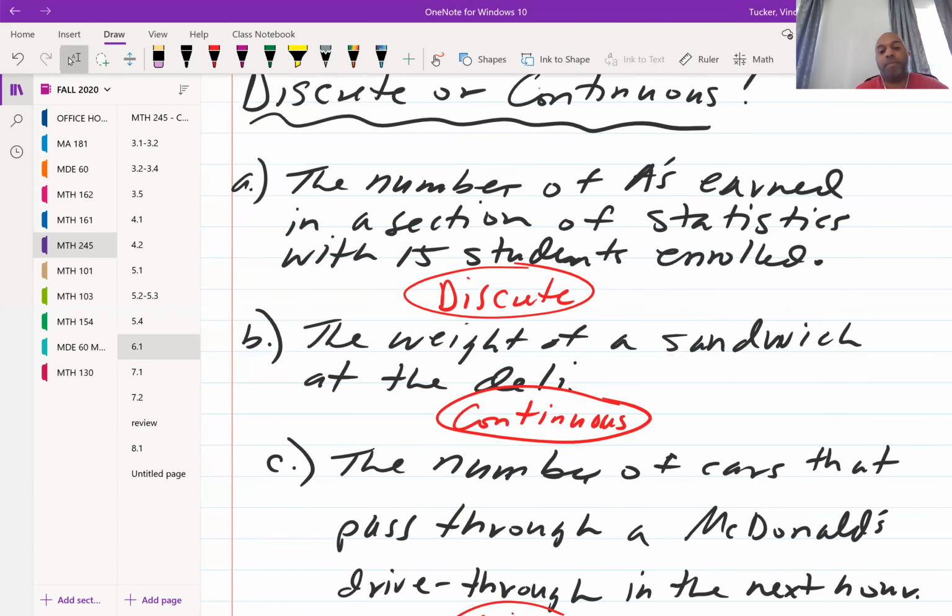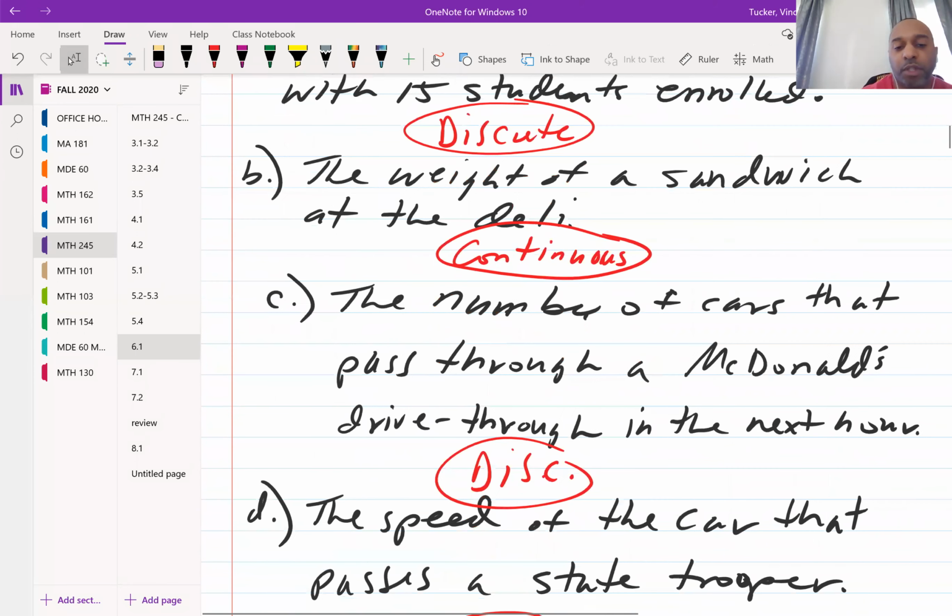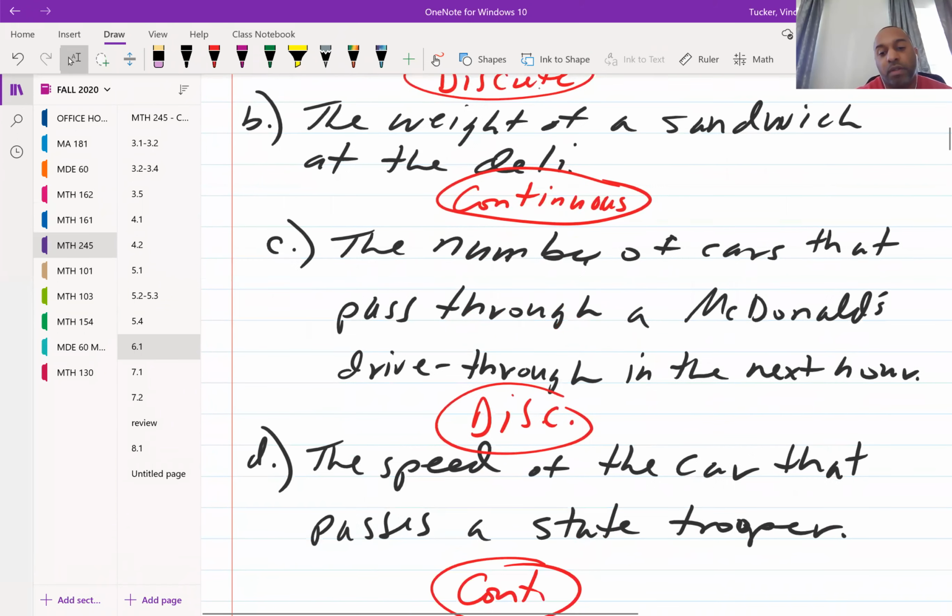All right, the number of cars that pass through a McDonald's drive-through. That would be discrete. Once again, if you count 7 cars, then it's 7 cars. There's no discrepancy or difference in the two. The last one, the speed of a car that passes a state trooper, is continuous.